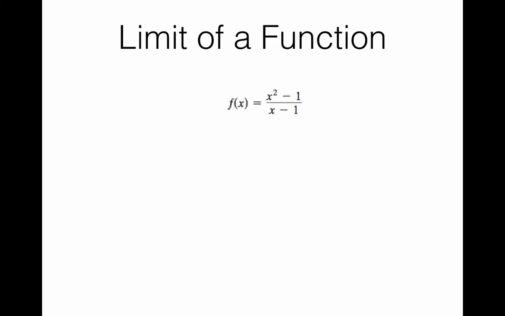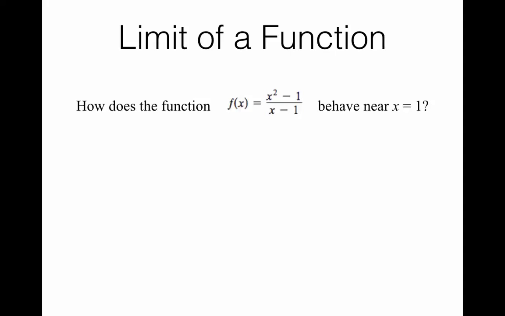Consider the function f of x equal to x squared minus 1 divided by x minus 1. Frequently in calculus, we're interested in studying the behavior of a function near a point but not at a point. So for this function, if you plug in 1 for x, you'll be dividing by 0. So this function is not defined at x equals 1. But we can still investigate the question, how does this function behave near x equals 1?